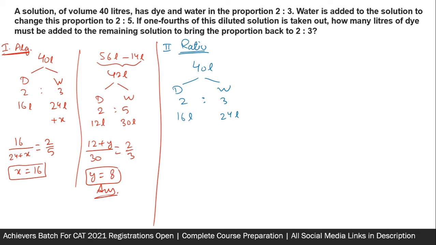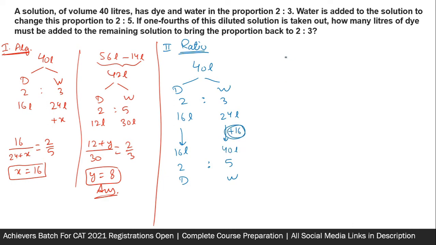Now what do we have to make? We have to make the dye and water solution to be 2:5 in the ratio, and for which only water has been added. That means dye remains 16 liters. So in the ratio 2:5, if 2 stands for 16, 5 stands for 40, and here you get to know how much water has been added, which makes the overall solution to be 56 liters.